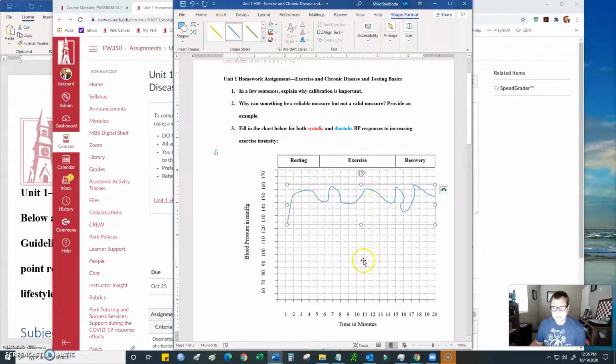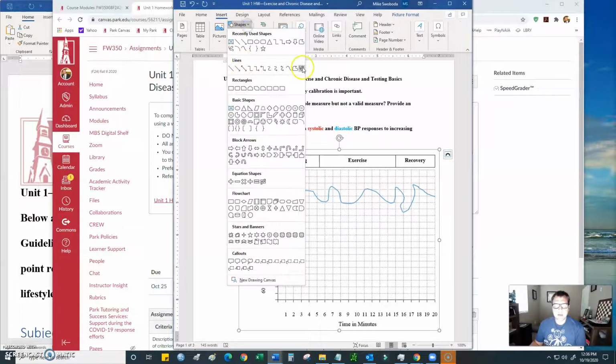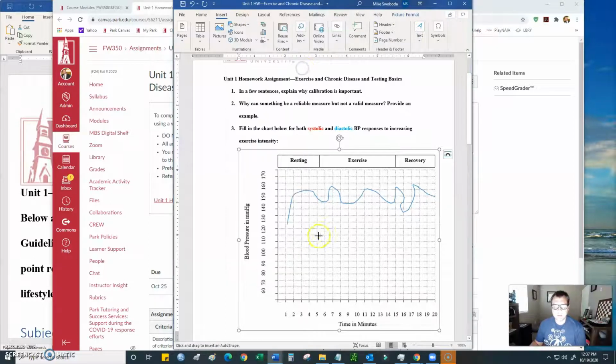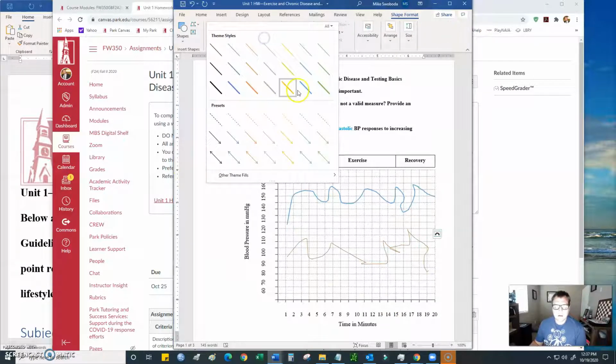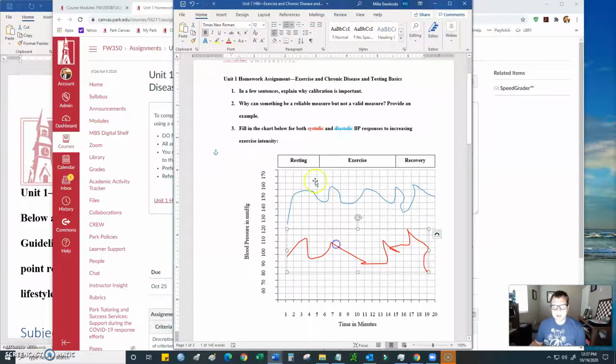Make sure one of them is blue. Go back to Insert, Shapes, again, click the Freeform Scribble, and you can go again here. Go for again that thick line, and make sure one of those lines is red. So you should have one blue line, one red line. The blue line represents your diastolic blood pressure. The red line represents your systolic blood pressure.